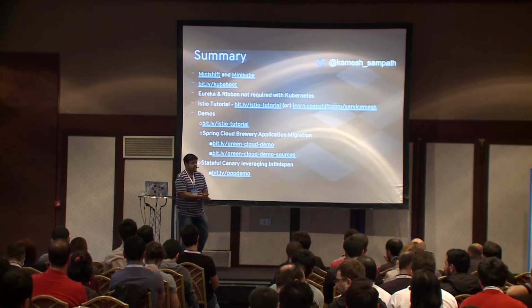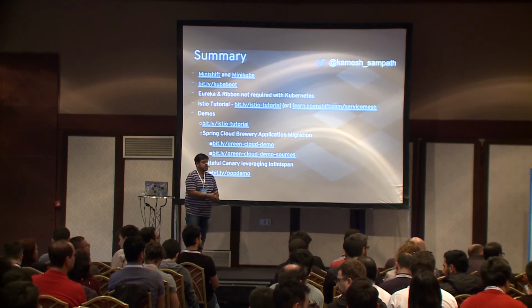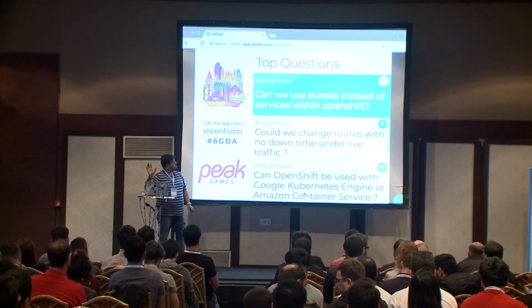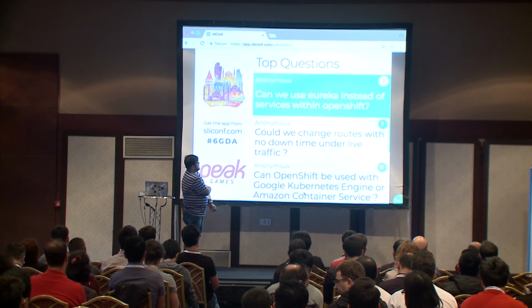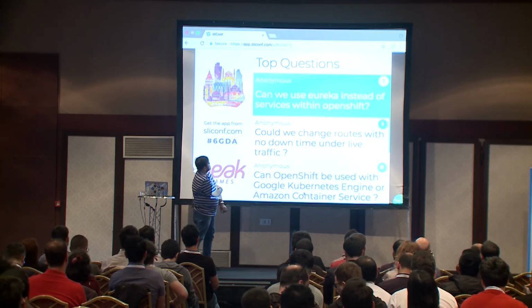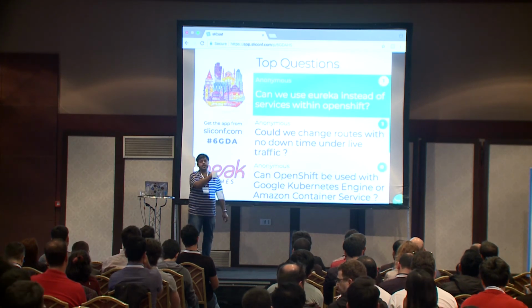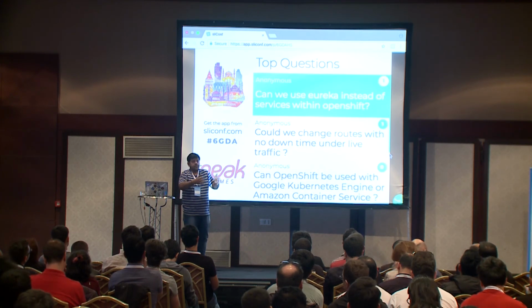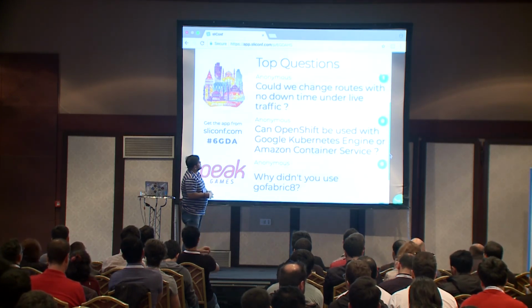And I think I have 2 more minutes to take a few questions. Yes, please. Yes, we can have Eureka instead of the service within OpenShift. Absolutely, we can have Eureka. So the Green Cloud demo, which I showed you, initially starts with deploying Eureka so that your application is deployed as it is, and then you can just change that out as well.